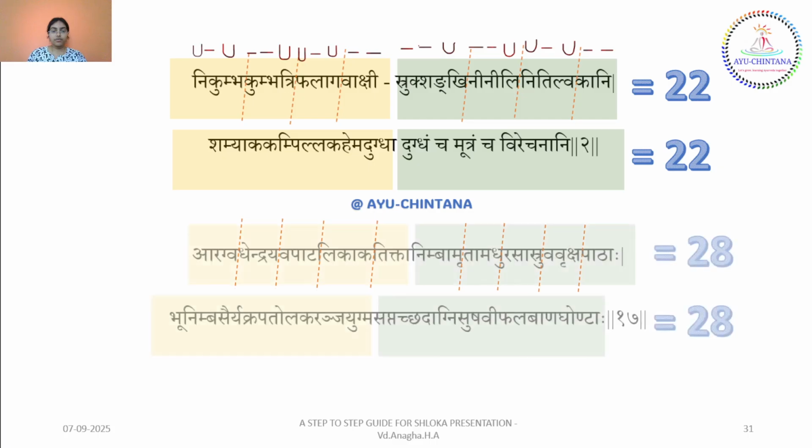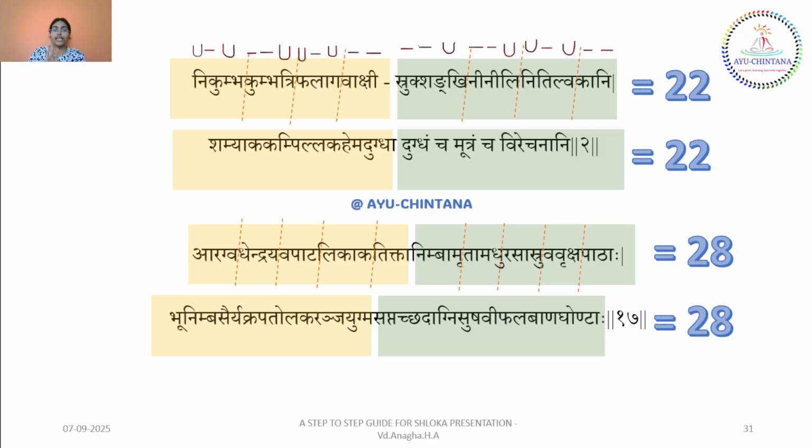Okay, let's move further with one more example. Here, as you see, the number of letters in each line is 28. Until now we have taken examples of a 16-letter line and a 22-letter line, and now we gear up to the next level, that is the 28-letter line. Now can you tell me how many aksharas make up one pada? Because one pada is exactly two equal parts of a single line. If this whole line has 28 letters, each pada will have, yes, 14 letters.